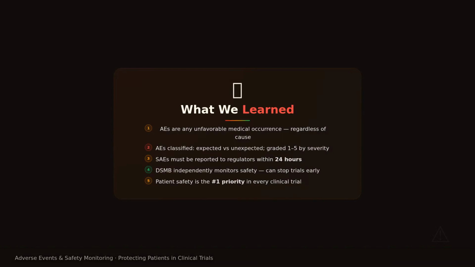So here is what we learned. Adverse events are any unfavorable medical occurrence in a trial participant. They are classified as expected or unexpected, and graded by severity. SAEs must be reported within 24 hours. The DSMB independently monitors safety data and can stop trials early. Trials can be halted for excess harm, overwhelming efficacy, or futility. And regulatory requirements ensure that safety monitoring is thorough and standardized. Patient safety is the number one priority in every clinical trial.